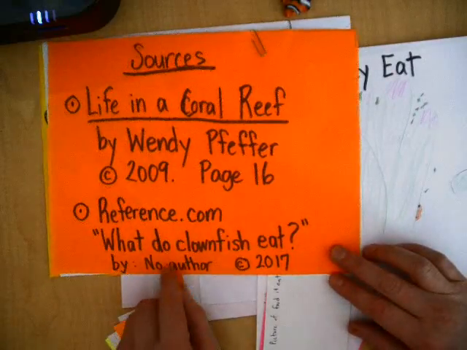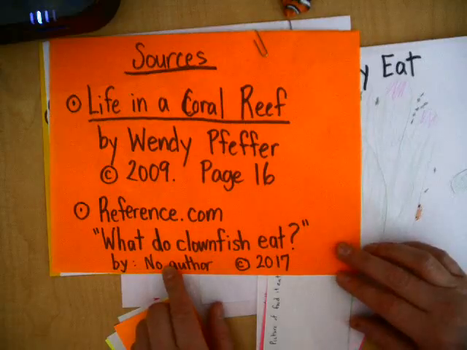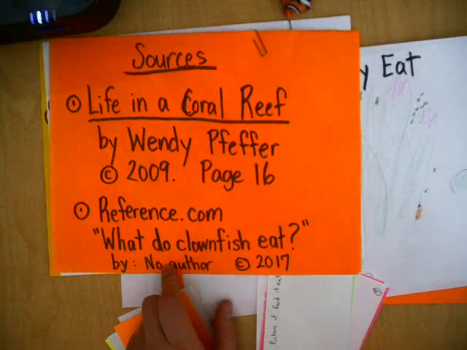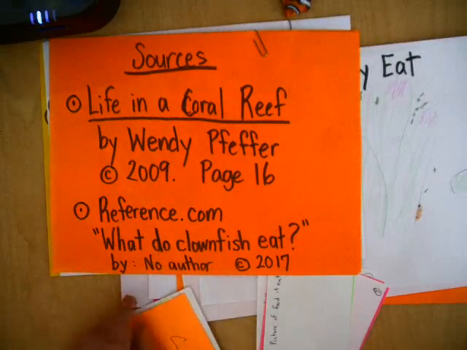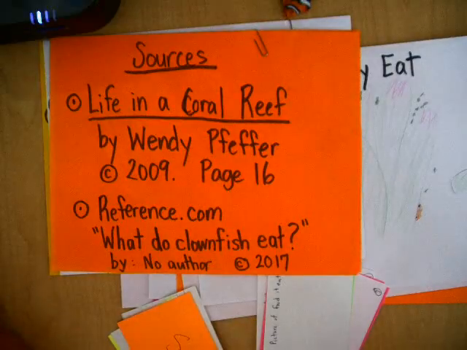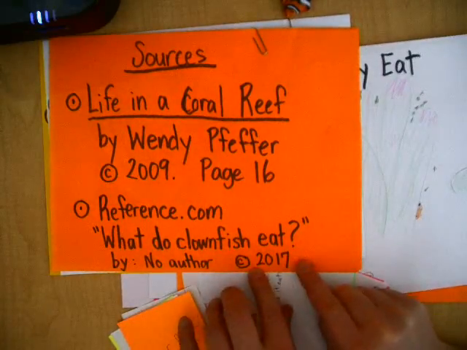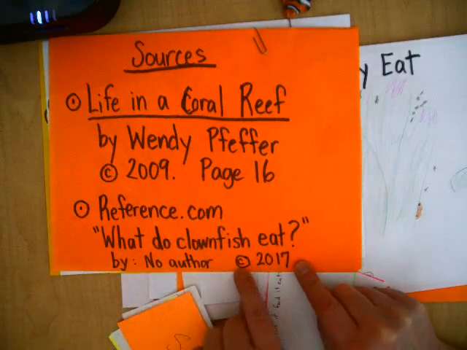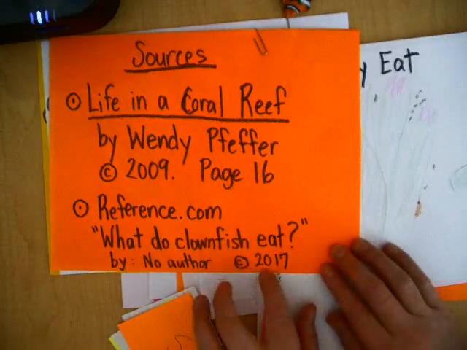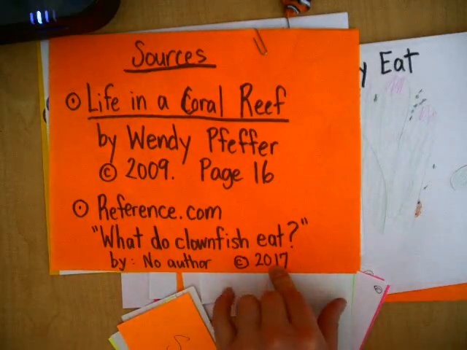Now, sometimes for articles on reference sites and other sites like National Geographic, we can't always find an author. So I just wrote no author. It is obviously by someone, but there's nobody that's stated on there. And then for the date, I did a copyright mark. This is a copyright mark, a C with a circle around it, and then I just wrote the date, which the only date I could find was 2017.